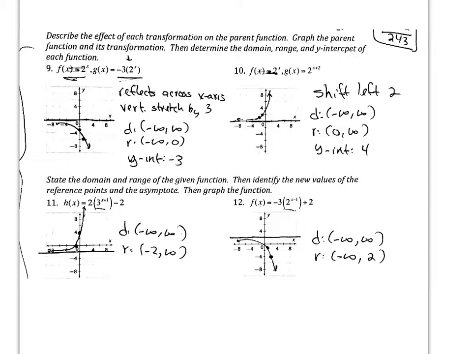Don't forget to do this part right here. Don't forget it says describe. Anytime it says describe, you got to tell what kind of shifts or reflections or anything like that. Because it was negative, it reflected across the x. 3 means there's a vertical stretch by 3.